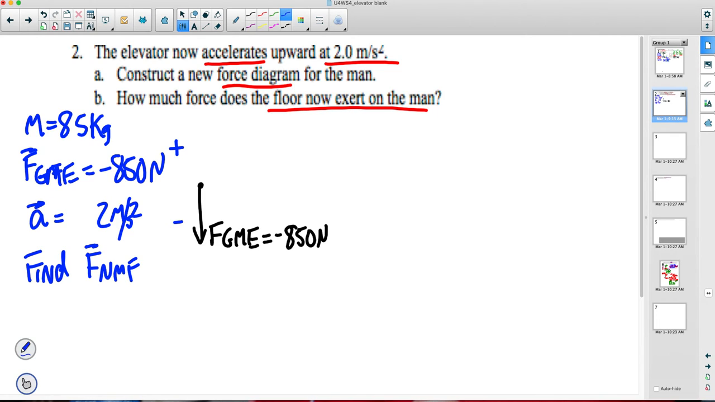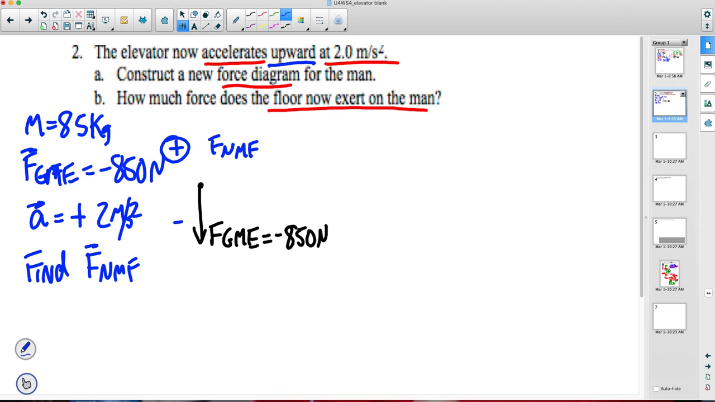is the upward normal force on the man by the floor going to be bigger or smaller than the weight of the man? Well, would someone's weight really change if they were just going up and down in an elevator? And the answer to that is no. So, if the man is accelerating at 2 meters per second squared, and it says accelerating upward, if we define upward as positive, this has to be a positive 2 meters per second squared.